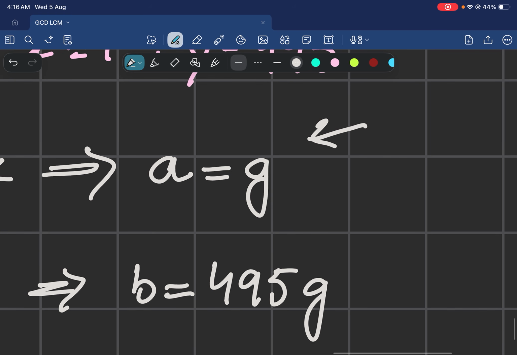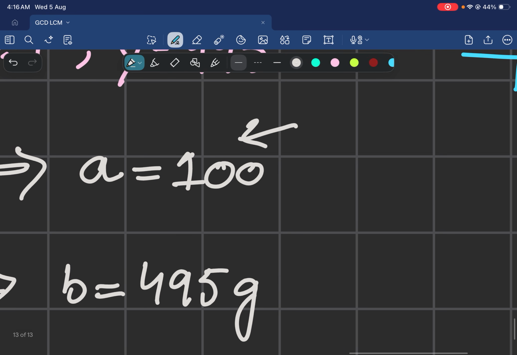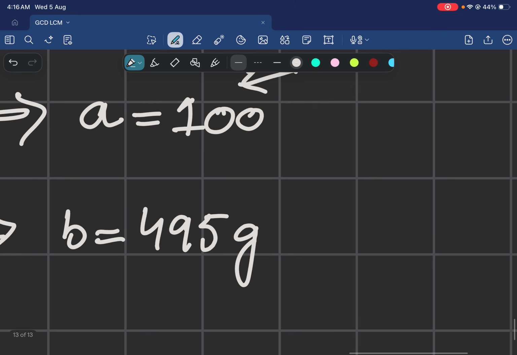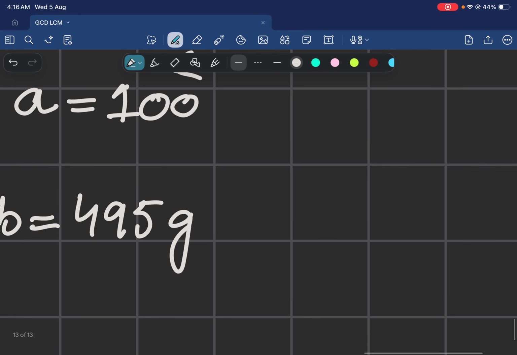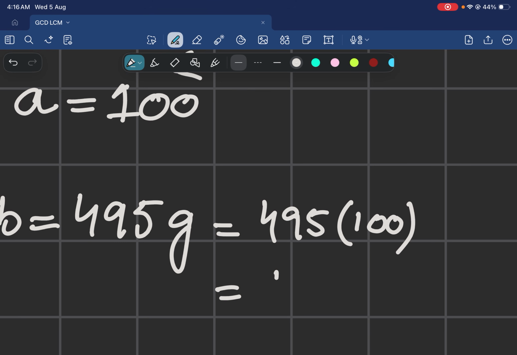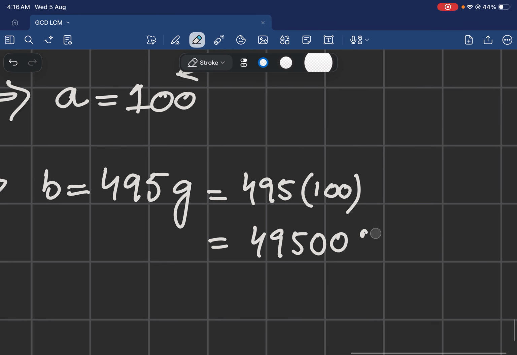So to make A 100, because A cannot be less than that, the only possibility is I make G 100. This is the least thing that I can do. I cannot go lower than that, which means I place G equal to 100, okay? So if G is equal to 100, then 495 into 100 would be 49,500.